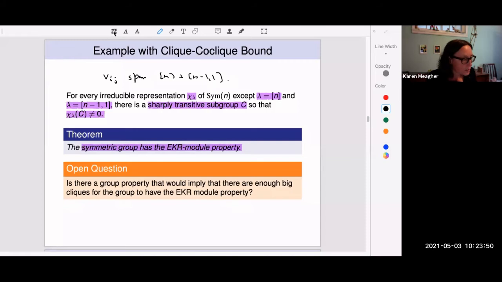Okay, so this is a proof that I've only seen for the symmetric group. Is there some sort of group property that would imply that there's enough big cliques to be able to use this method to show the group has the EKR module property? So say we know we've got a clique, and then our automorphism group is huge, maybe we can move that clique around enough so that we get lots and lots of cliques and could prove something similar. I don't know.